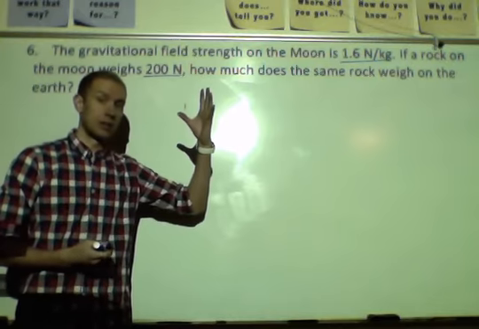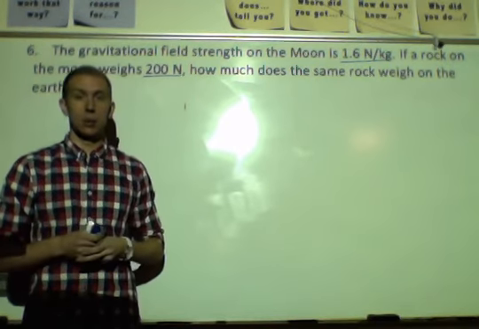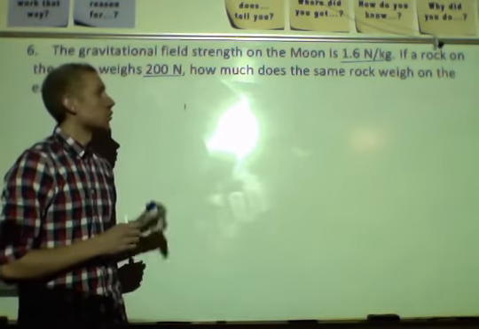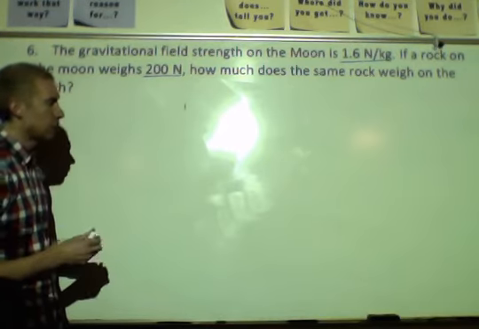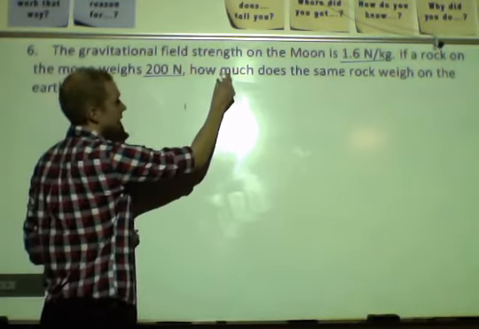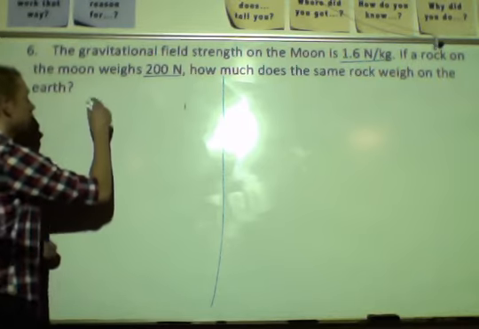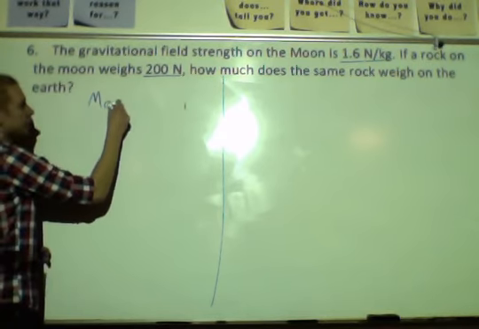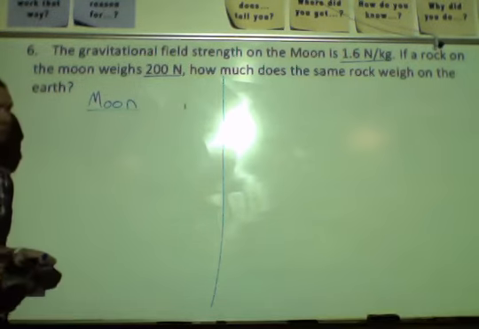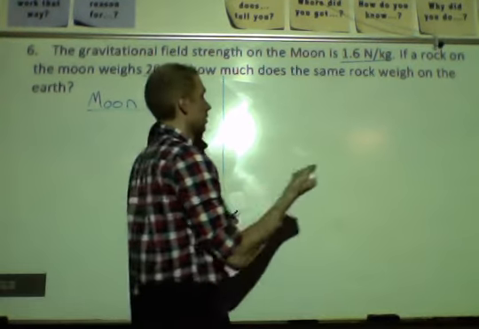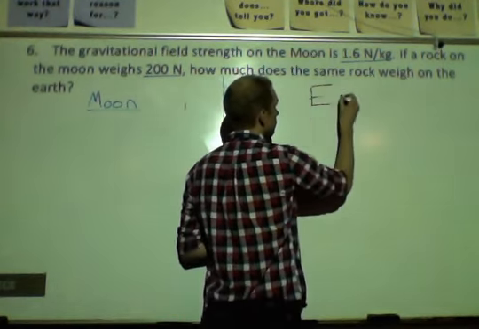We know our weight on the moon. We're trying to find out our weight on Earth. So rather than do the guess method, what we're going to do for this problem is separate it into two different sides. On one side, everything over here is going to have to deal with the moon. On the other, the Earth.